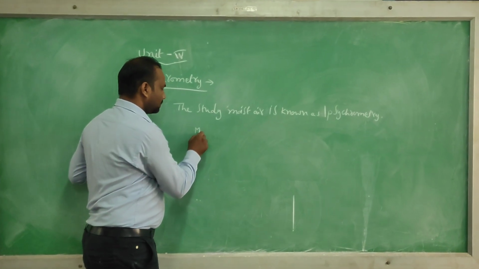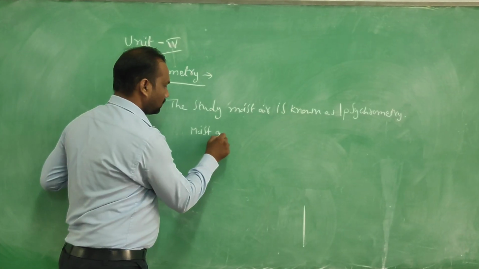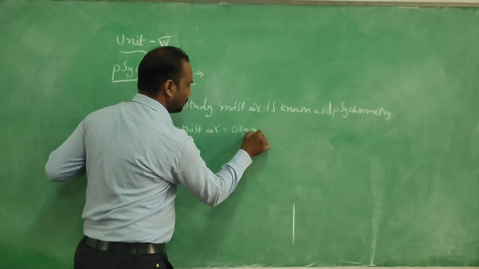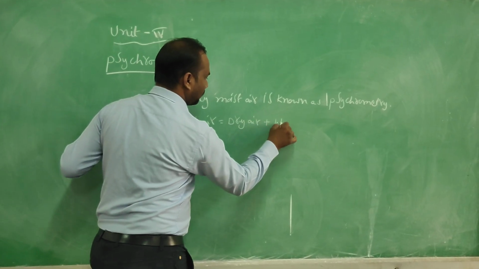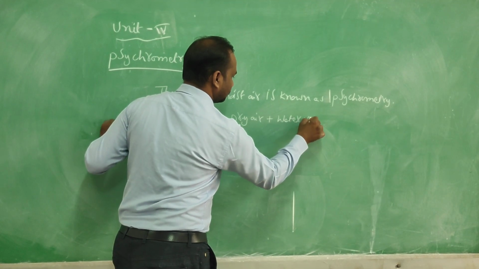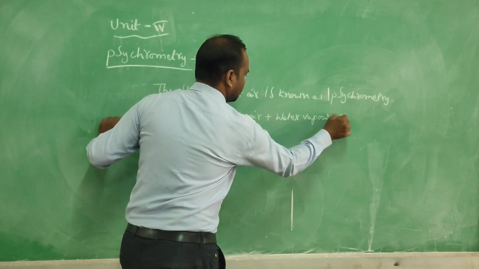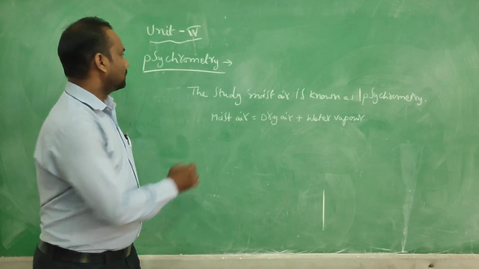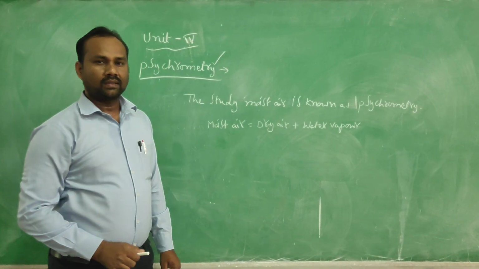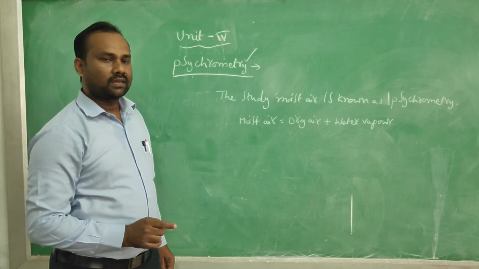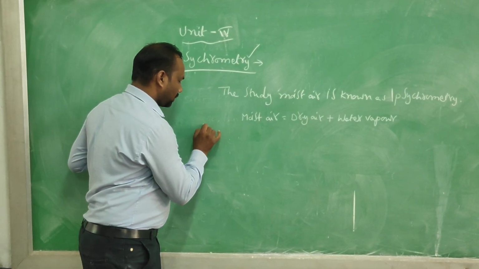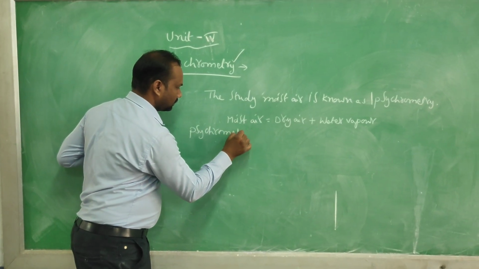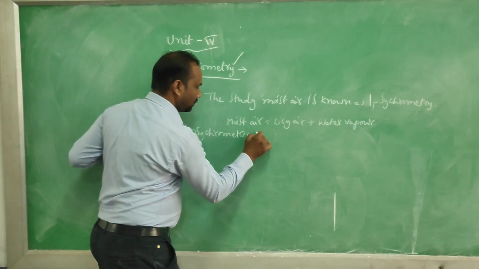Moist air indicates a mixture of dry air and water vapor. So the behavior of atmospheric air is referred to by a subject called psychrometry, and the properties of moist air are known as psychrometric properties.